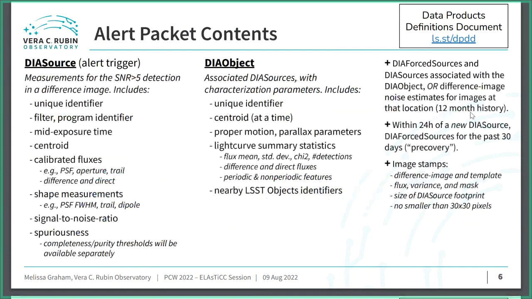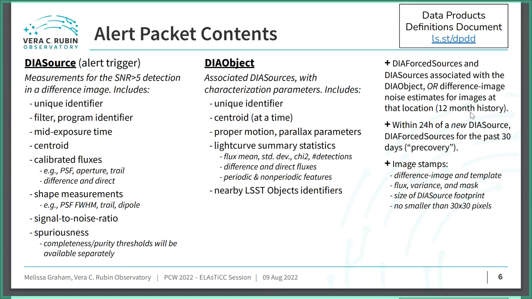So I want to dig just a little bit deeper into what exactly are the measurements in the alert that you will have access to. So within that DIA source record, and that's the thing that triggered the alert to happen in the first place, you get things like a unique identifier, which filter it was, which program that image was obtained under, whether it was wide, fast, deep, or deep drilling field, basically, or a TOO. That should be in there as well. You get the mid-exposure time, a centroid, so the coordinates, calibrated fluxes of a variety of types, so PSF, aperture, etc.